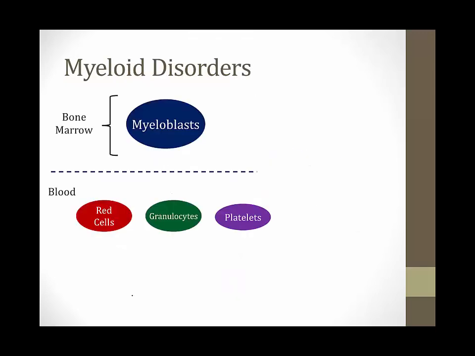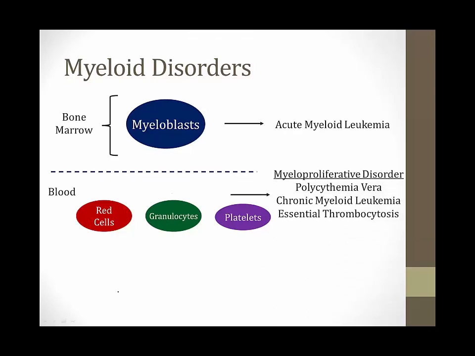On the myeloid side of things, you can have a malignancy that arises from myeloblasts. This will lead to an acute myeloid leukemia, which we'll talk about in this module. You can also have a progenitor cell that becomes malignant and overproduces either red cells, granulocytes, or platelets. Those disorders are called myeloproliferative disorders.